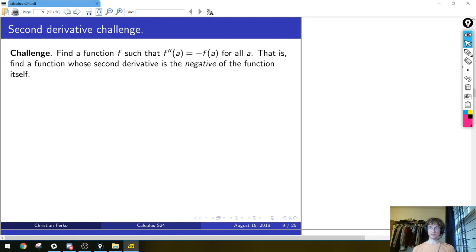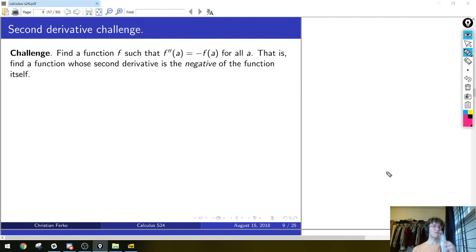Here's a challenge. I'll ask you to work backwards. Can you find a function f with the property that the second derivative of that function is minus the original function back? Or in other words, you take two derivatives of the function, and the thing you get back is the negative of the function you started with. Think for a second.